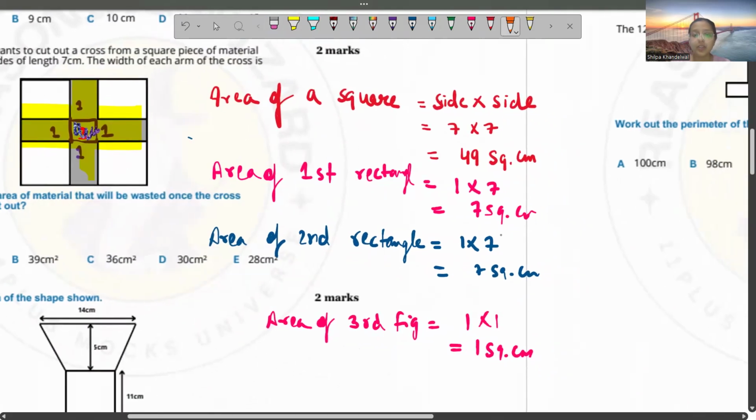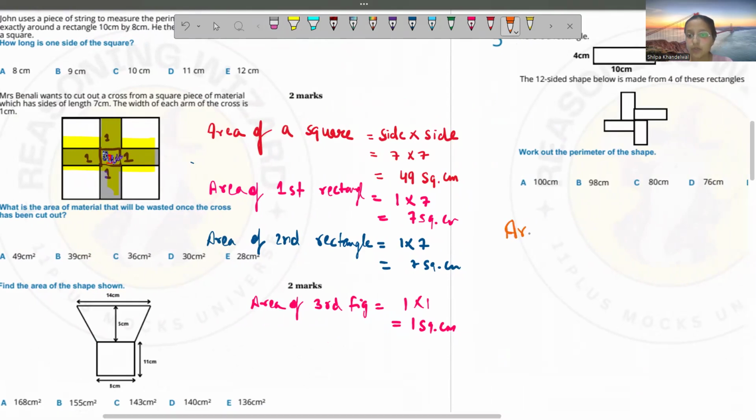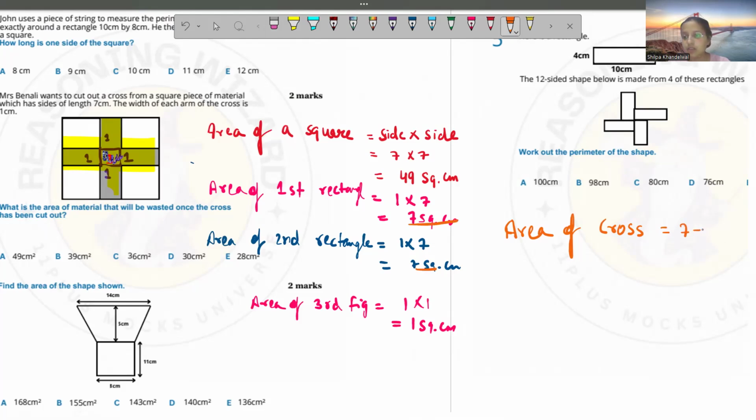So for that, I'll do it here. The area of the whole cross would be 7 plus 7 minus this one. So 7 plus 7 is 14, right? And 14 minus 1 is 13. So it means my area of cross is 13 square centimeters.